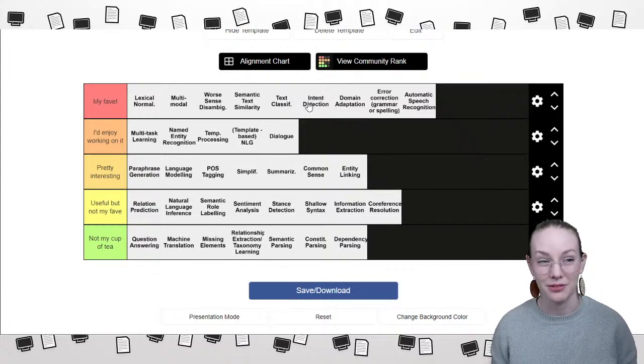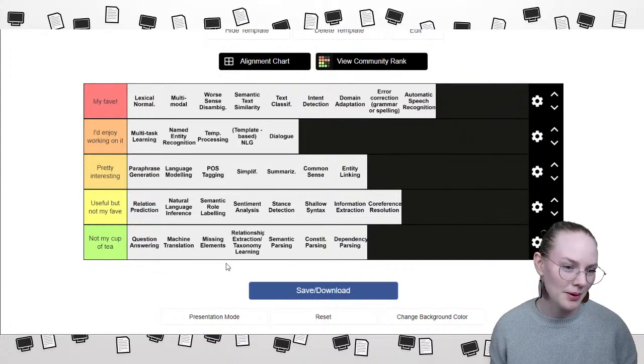I get the feeling that mine would probably be different from the majority of people working in NLP.